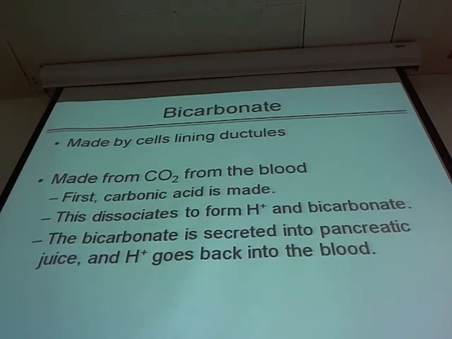Bicarbonate is secreted into the pancreatic juice, which is secreted into the duodenum, right up by the pyloric sphincter. Why? So it unacidifies the chyme. It picks up the hydrogen. It neutralizes. The chyme coming out of the stomach is very acidic. The duodenum cannot handle the acid. So by the time the bicarbonate is pushed in, your chyme is essentially neutral in the duodenum.